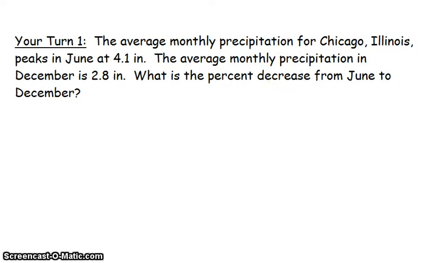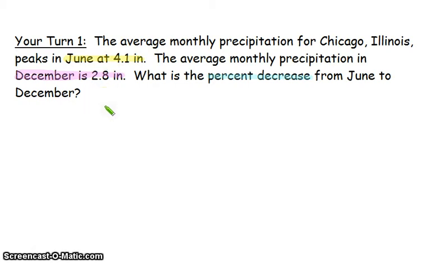All right, so let's look at what we have here in this problem. Hopefully you're checking your solution here. What did we start out with? Where are we starting? Well, in this problem, it tells us that the average monthly precipitation for Chicago, Illinois peaks in June. Okay, so June is our original amount because this is where it peaks at 4.1 inches. But by the time you get to December, you are down to 2.8 inches. So that's why they've given us this information, that this is a percent decrease. We started in June with our original 4.1 and we've dropped to 2.8.